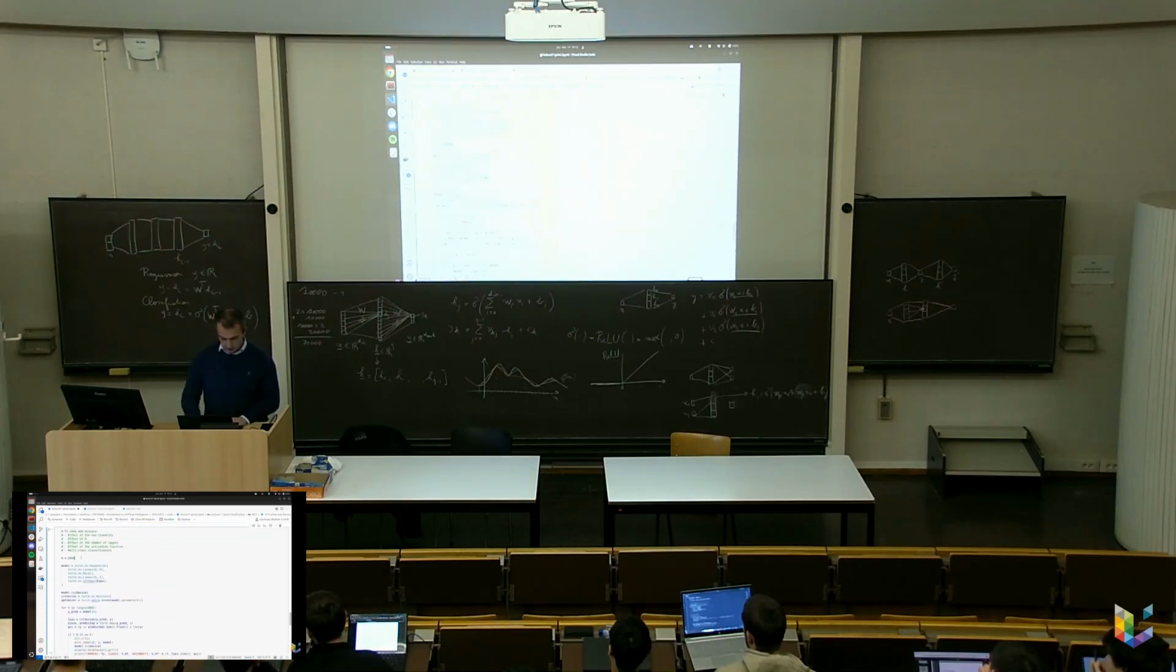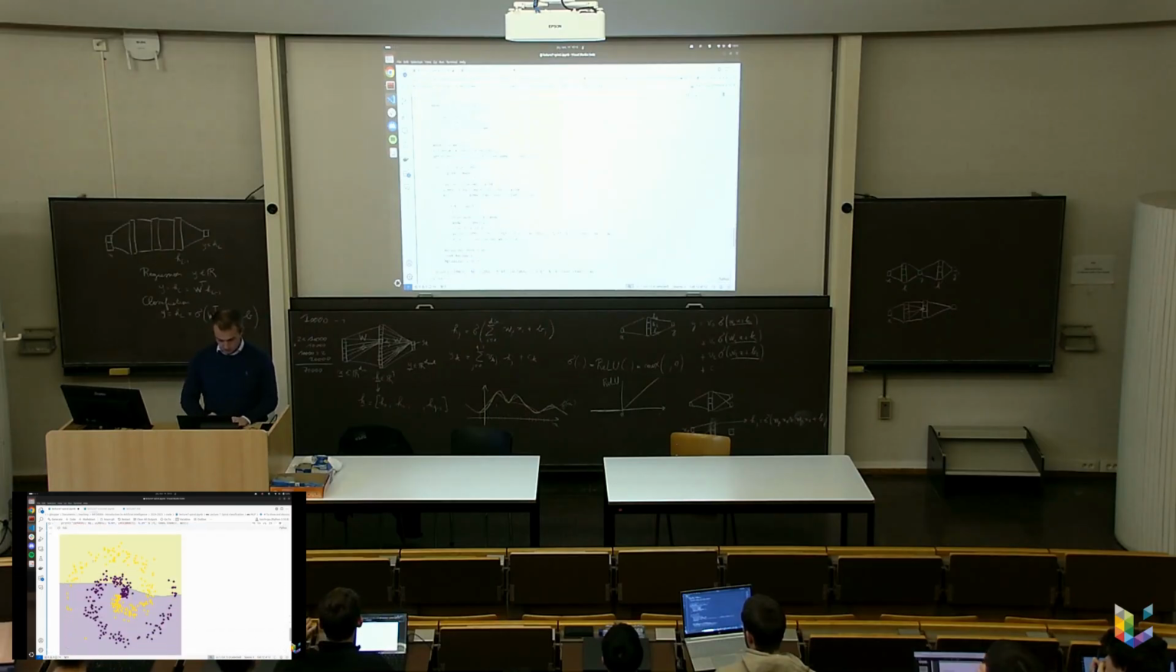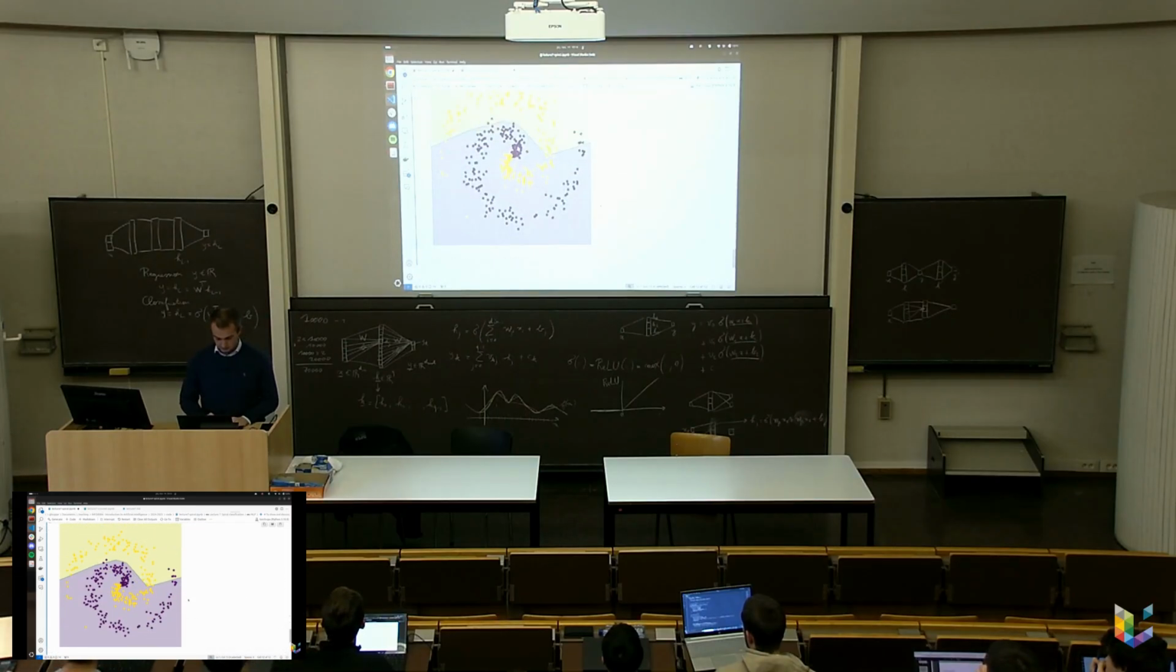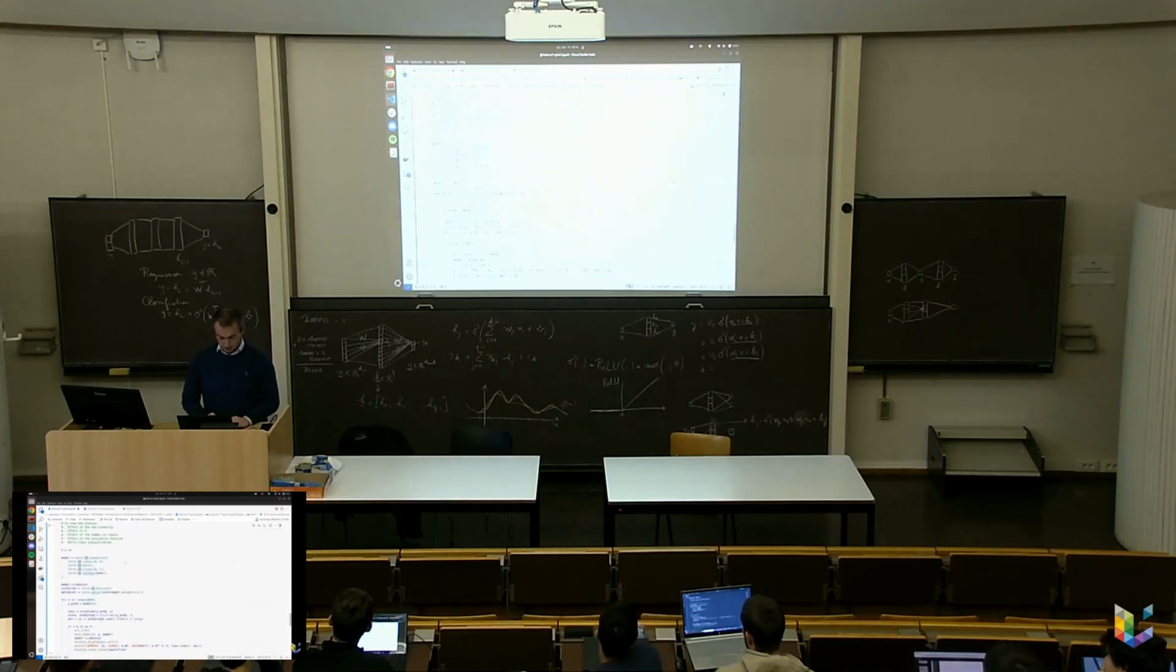Okay, let's go back to 100. Or maybe 10. So with 10, this is what we get. So clearly, in this case, the capacity of the network is not large enough. And I could increase the capacity by either adding more nodes in this hidden layer, or what we've also seen is that I could add other layers. I could add a second hidden layer.